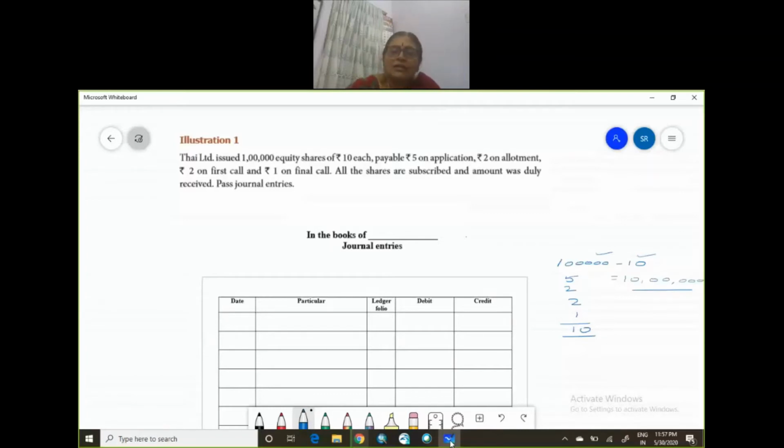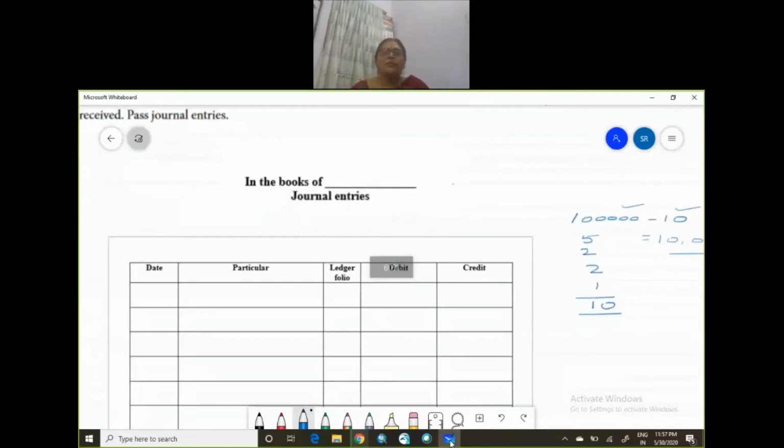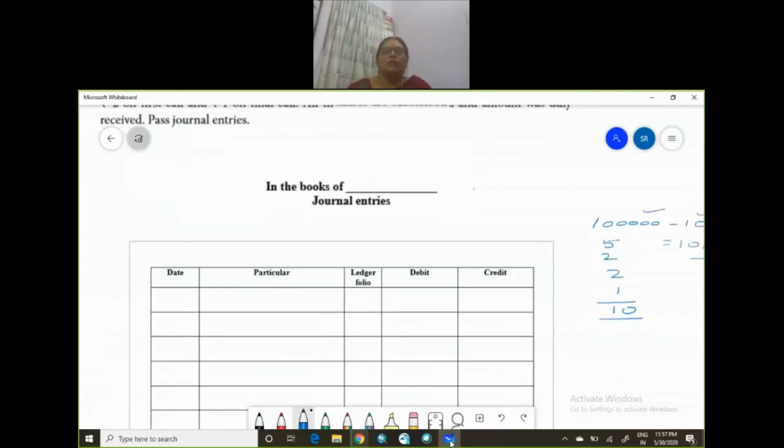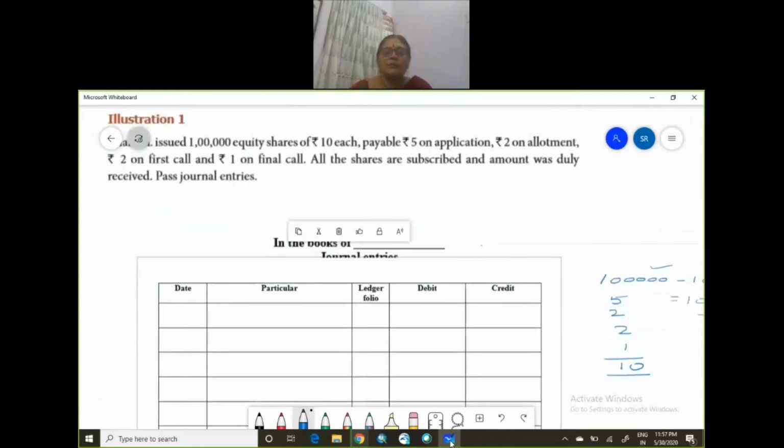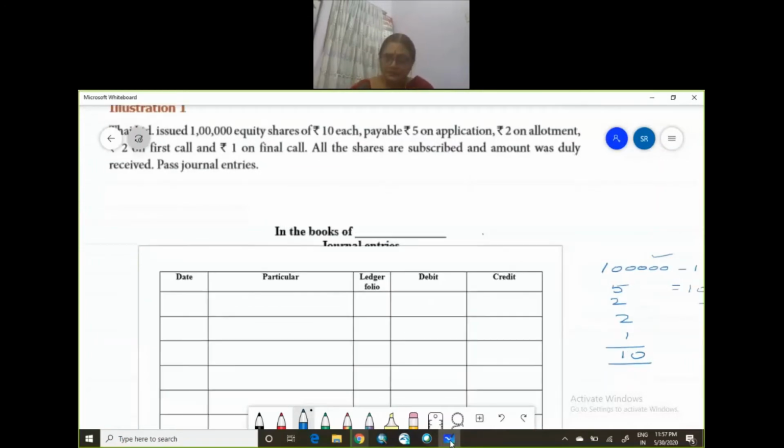Fine. Now let us pass the journal entries. So in the books of whom? In the books of Thai Limited. So what is going to be the first journal? Bank account debit to equity share application account. E means equity, okay?